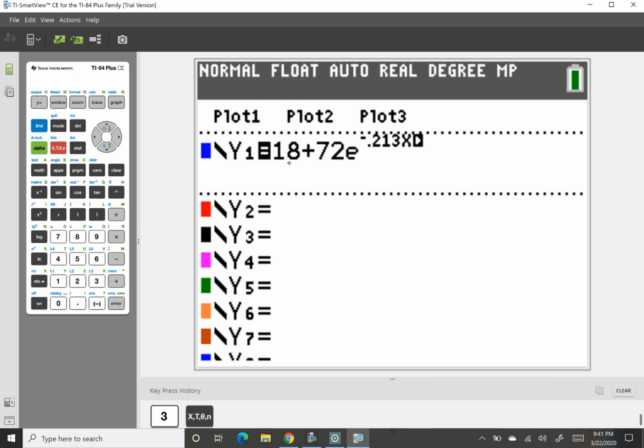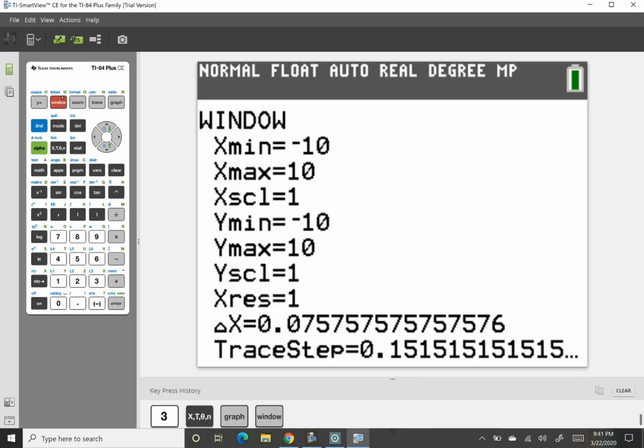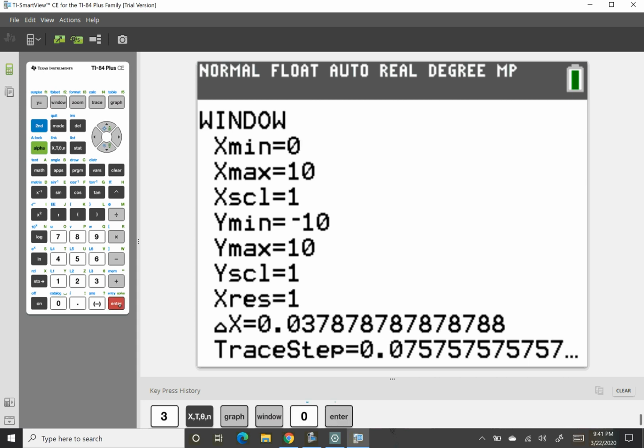So my window, if I use my regular 10 by 10 window, I'm not going to see anything. So if I just hit graph, I'm not going to see anything. So to change this window, the x values I'm going to start at 0, because time starts at 0. I don't know how much I'm going to go up by, so I'll leave it as 10 for now. I could always adjust it. My y minimum, I'm going to make 0. Even though the minimum value is 18, I'll just make it a little bit below. And my maximum number is 72, so I'll go a little bit above that. We'll go to 100, make it a nice even looking graph.